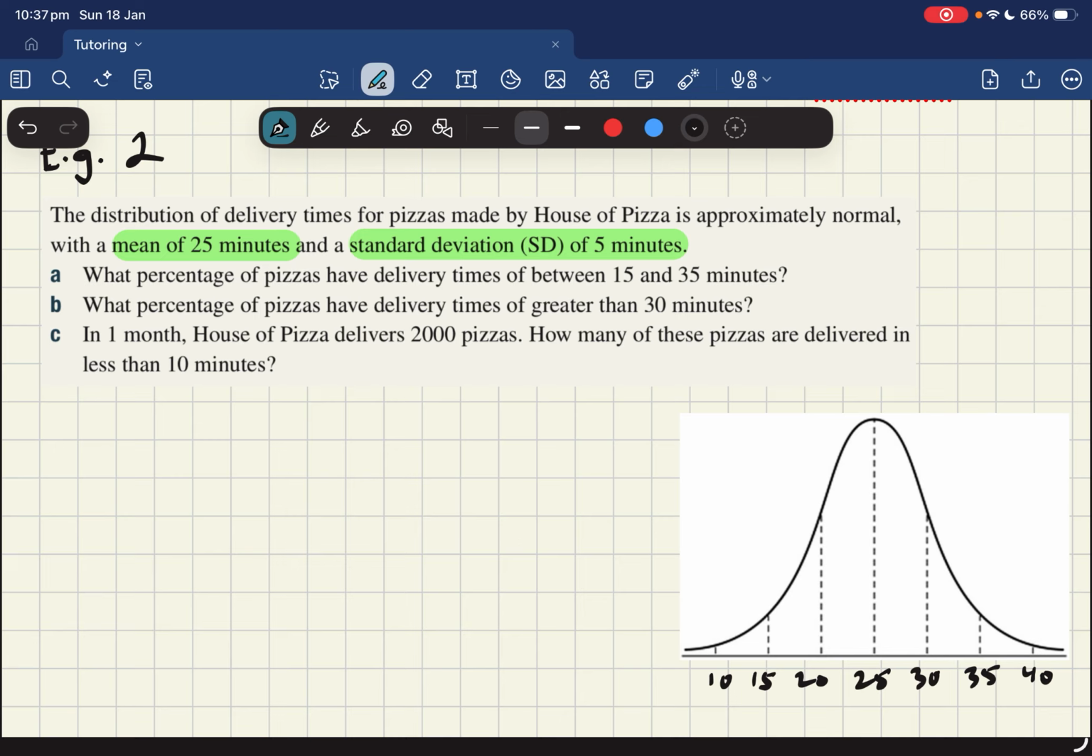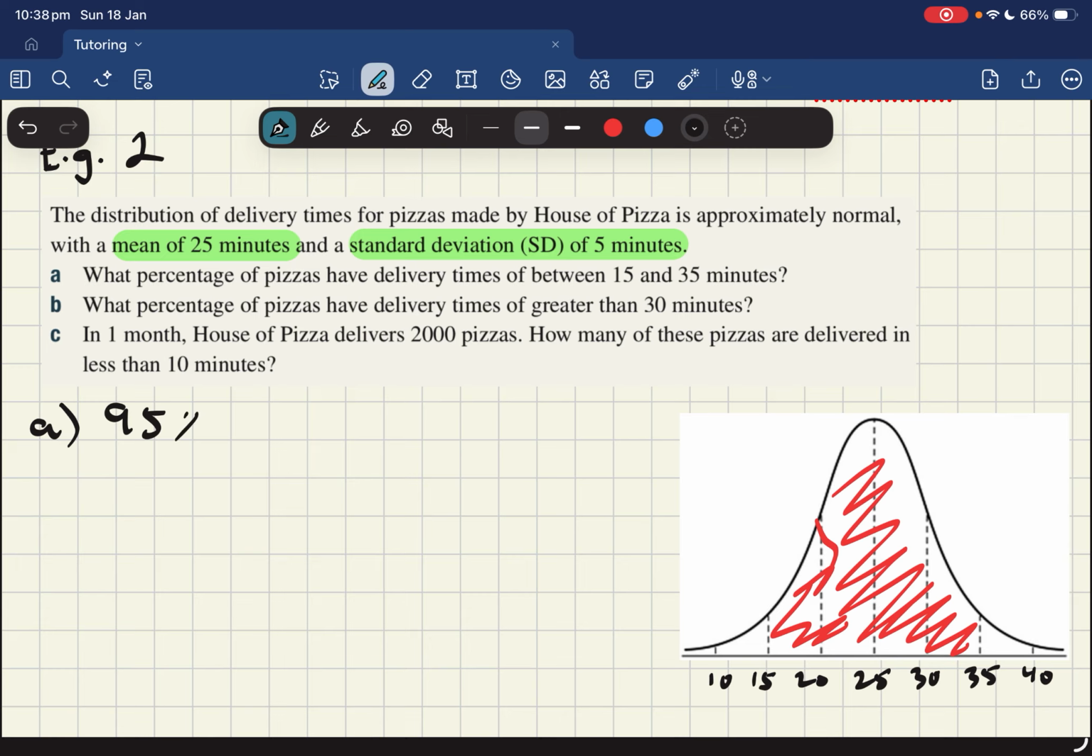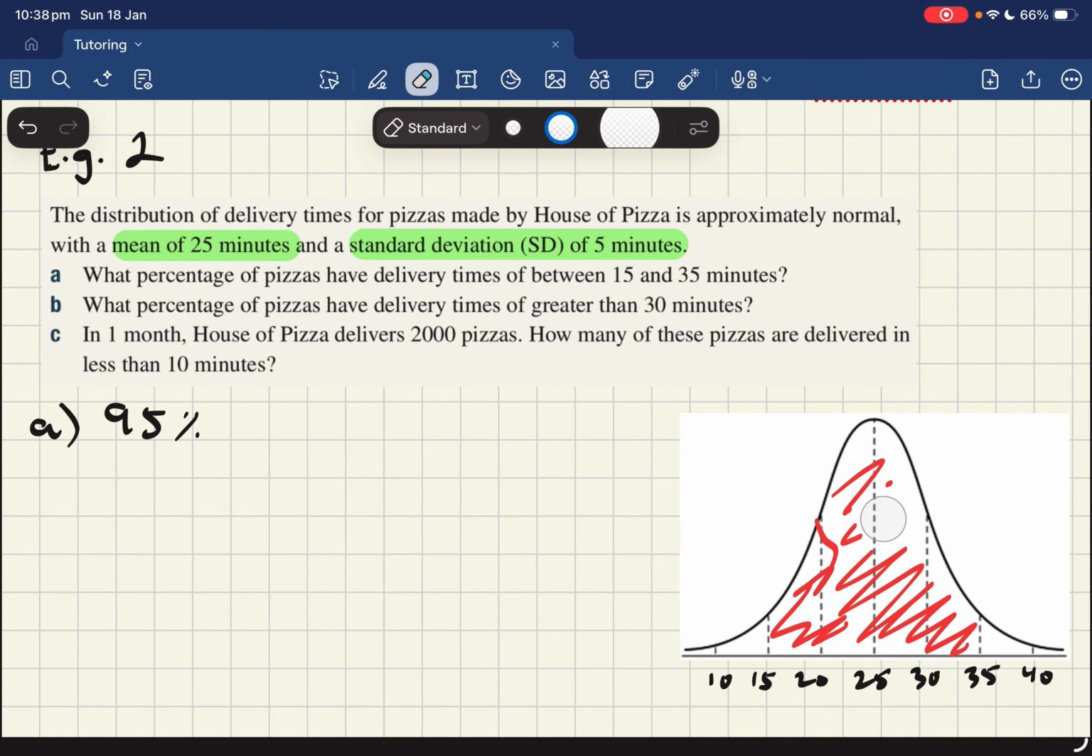Okay, so part A is saying what percentage of pizzas have delivery times between 15 and 35 minutes. Now, between 15 and 35, that's within 2 standard deviations of the mean, okay? So 95%, because that's the percentage within 2 standard deviations, that is going to be our answer. Anytime you see within 2 standard deviations, the percentage is going to be 95%.